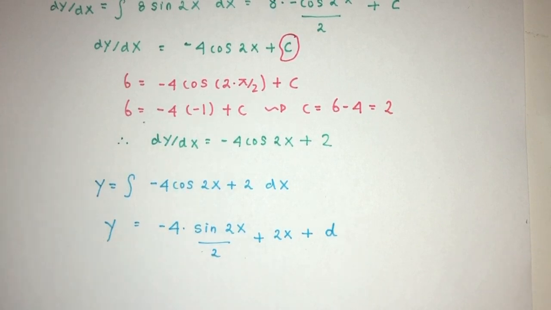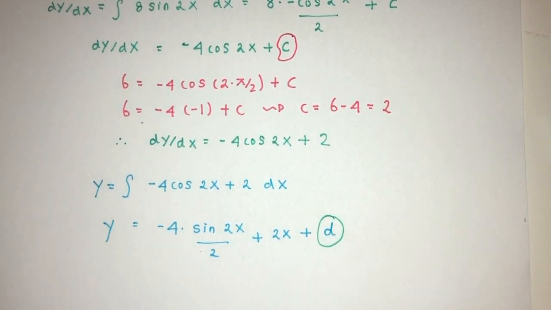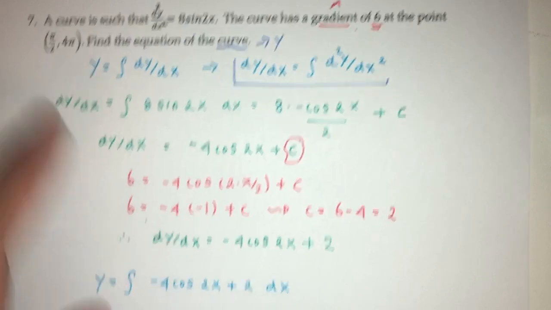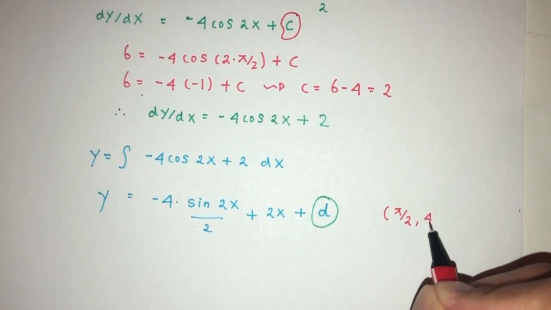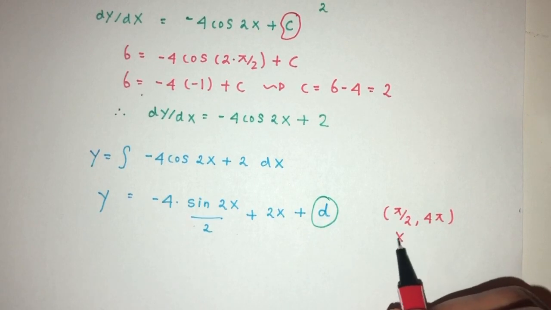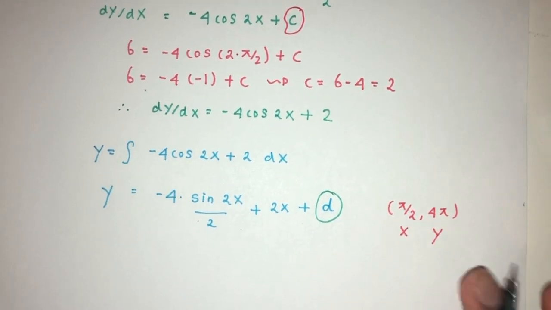Now we have to find the value of d. Same concepts. We have the passing point, which is pi by 2 and 4 pi. It means that when the value of x was this, the value of y was this. Replace back in your equation.